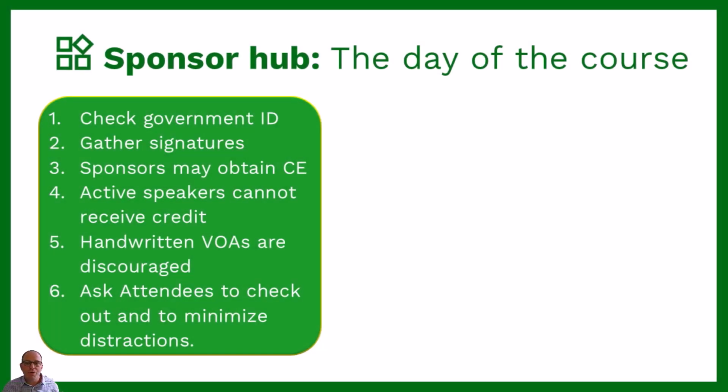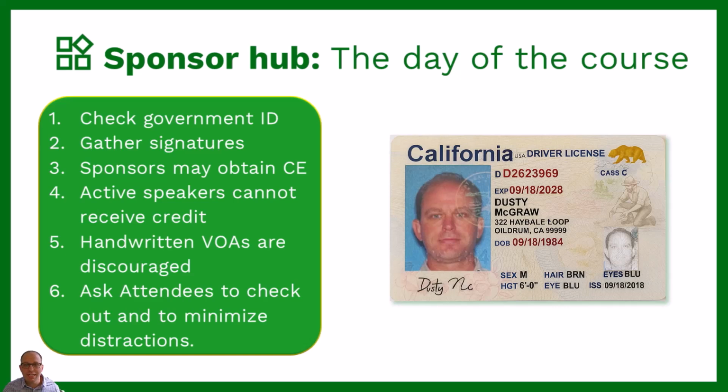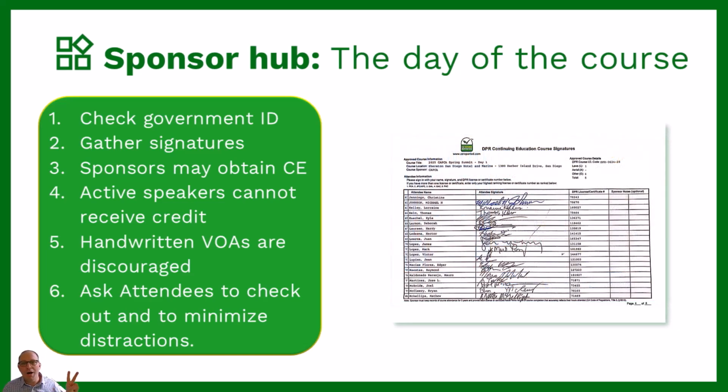Here are a few important reminders to keep in mind while you're live tracking your course. These requirements come directly from DPR regulations and may not be fully handled within CE hours reported. At first check-in, you must verify each attendee's identity using a government-issued ID. You're also required to collect a physical or e-signature at that initial check-in.